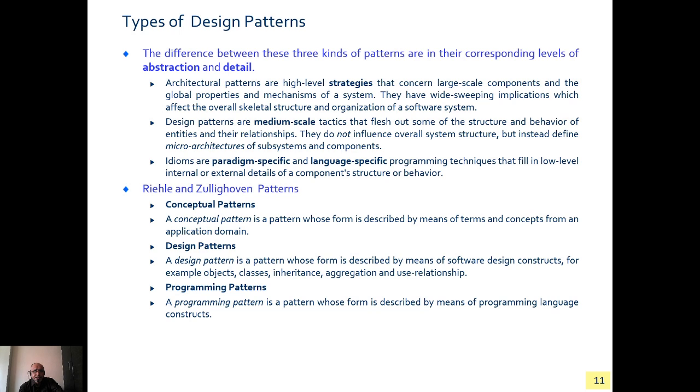So high level strategies, they are architectural capabilities, medium scale, that is about the design patterns themselves. And now just see to it that one more time we try to understand this in some different sense. Architectural patterns, they concern about what? Large scale components, that is, fat components and the global properties and mechanisms. So here you can think that it is a big container, which consists of global properties. Now, what you are supposed to do? You are getting the interpretation of the overall skeletal structure. Now, design patterns, they will pick up one of the fragments. They will pick up the component.